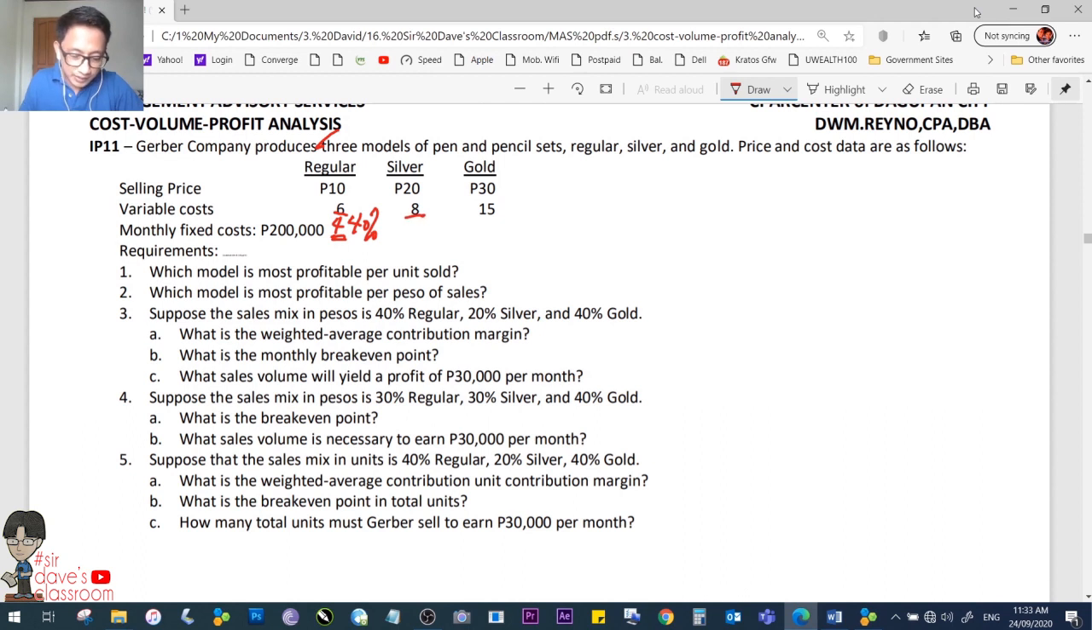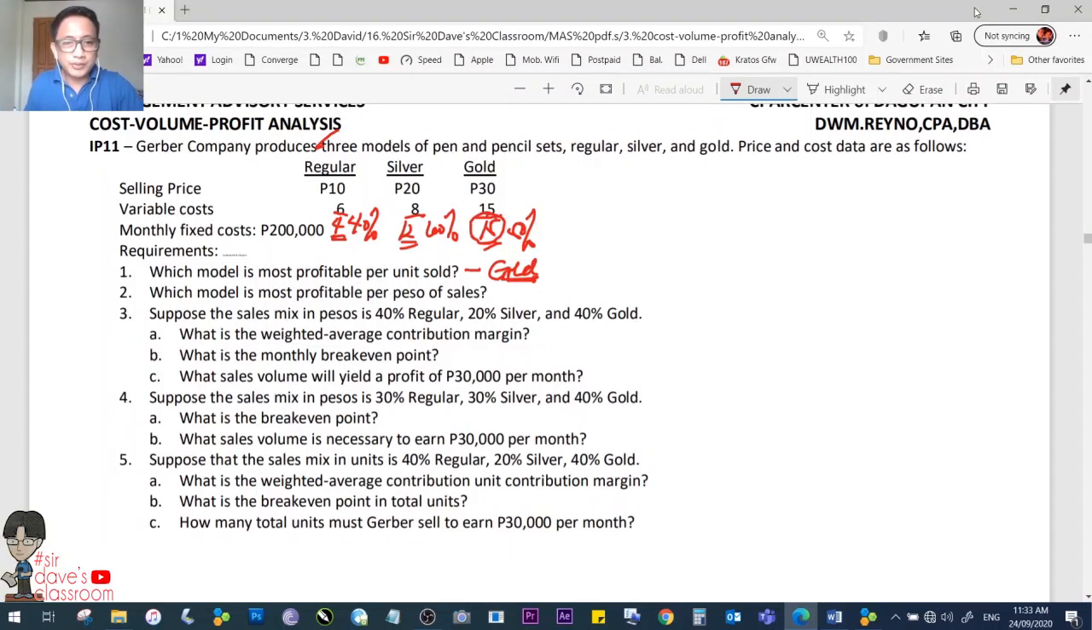Silver, 20 minus 8, that is 12. And it is 60%. And 30 minus 15, this is 15. And of course, it is 50%. Let's go to the first requirement. Which model is most profitable per unit sold? Of course, sa number 1, the answer, gold. The one with the highest contribution margin per unit.